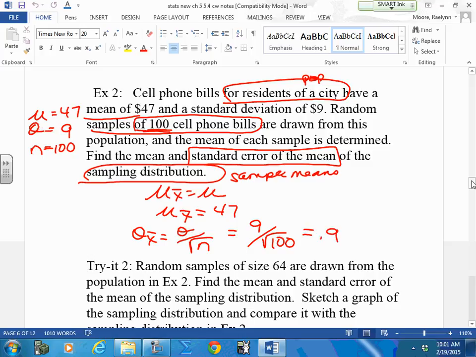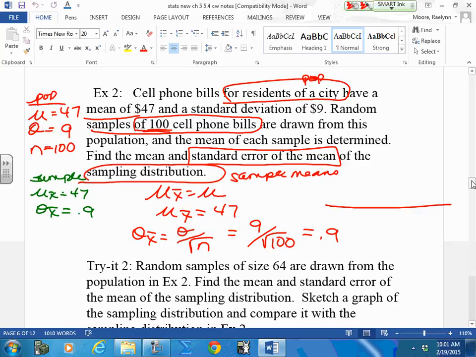Now, look at the difference, guys. This was my population. Here's my sample. My sample says my mean is still the same. My standard deviation for my sample is now 0.9. Look at how that decreased.